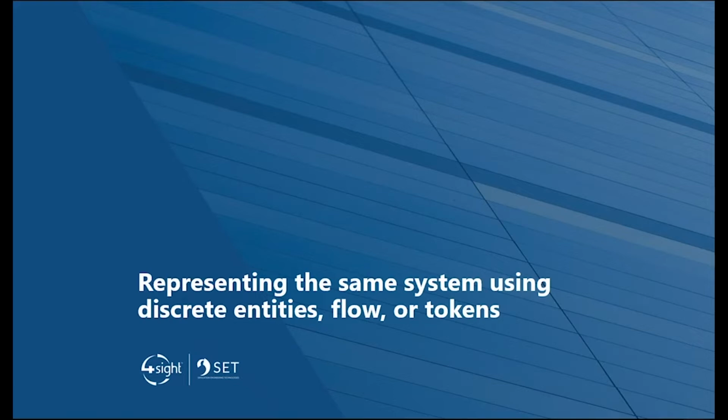So the focus of today will be to show you how the same type of system can be represented in different kinds of ways. So we have discrete entities, which is the base point of Simio. The standard library is very well set up to deal with those kinds of things. We have literal discrete entities moving one by one through the system through different processes.